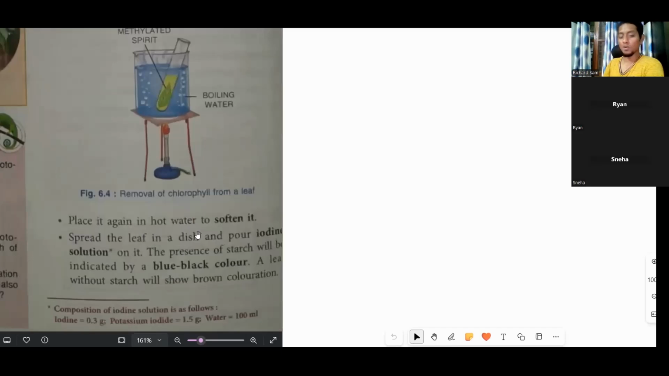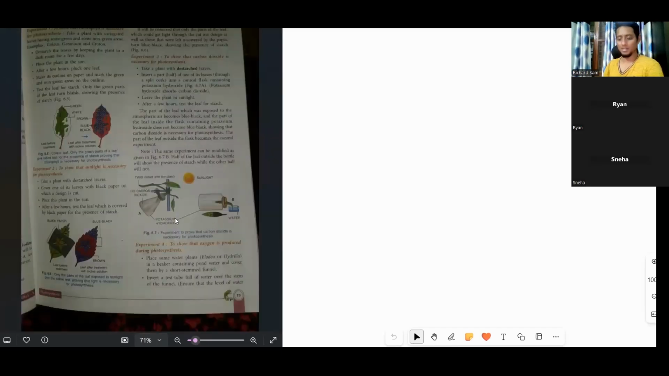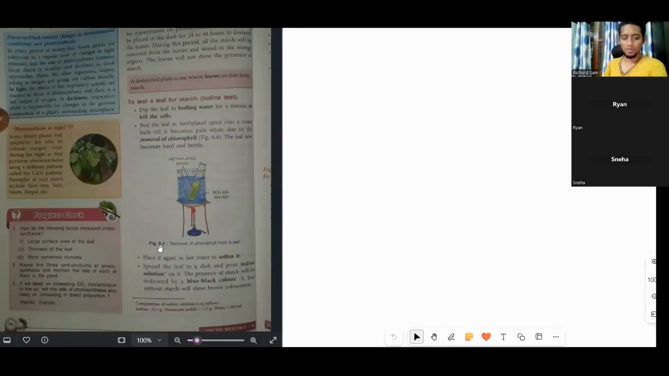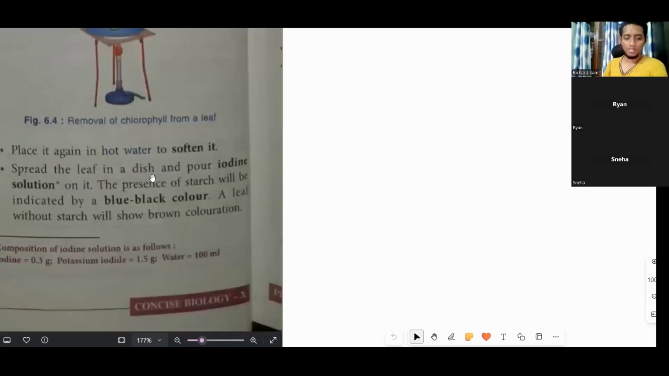Next, place it again in hot water to soften it because it became hard. So you soften it by putting it in hot water. Then spread the leaf in a dish and pour iodine solution on it. The presence of starch will be indicated by a blue-black color. A leaf without starch will show brown coloration.